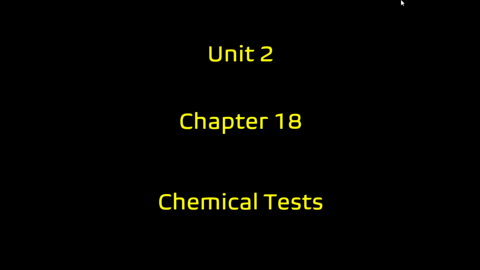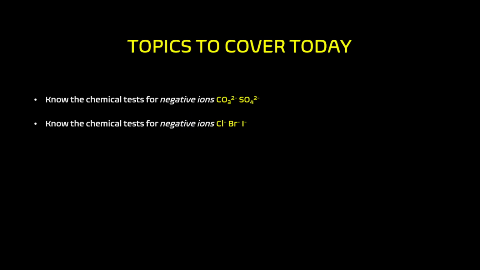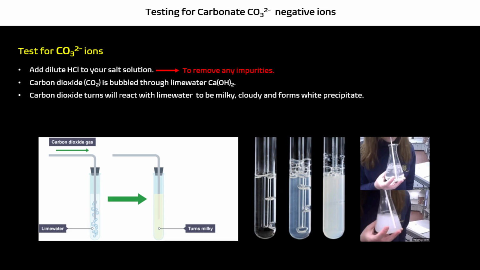Hello, welcome back. Today in this video, we're going to discuss the chemical tests for negative ions. In IGCSE chemistry, the negative ions that you need to be concerned about are carbonate ions, sulphate ions, and the three halide ions, which are chloride, bromide, and iodide. Now, how do we test if we have carbonate ions?